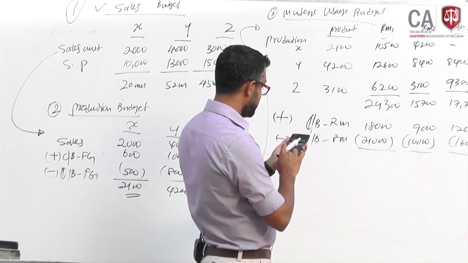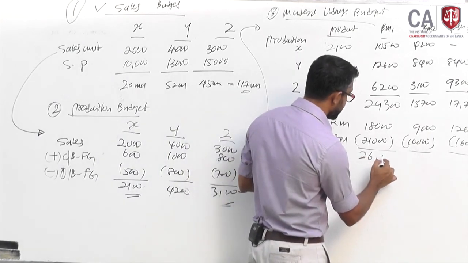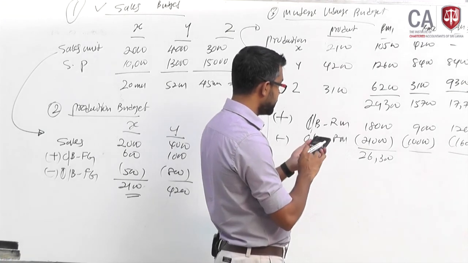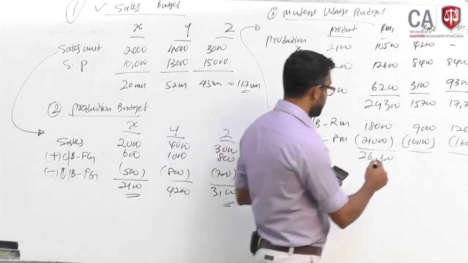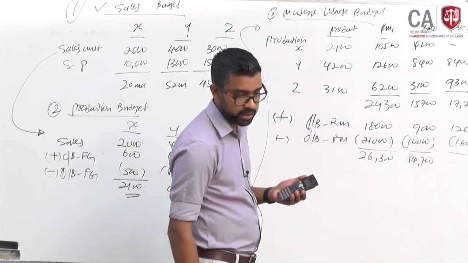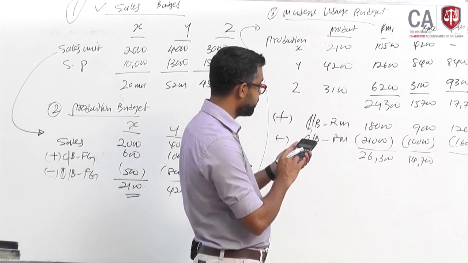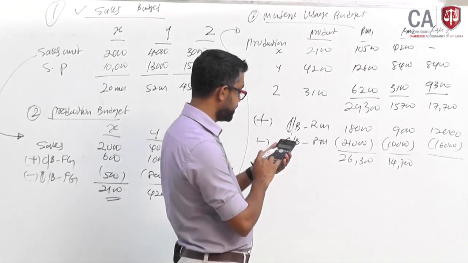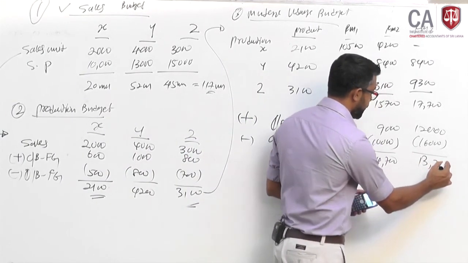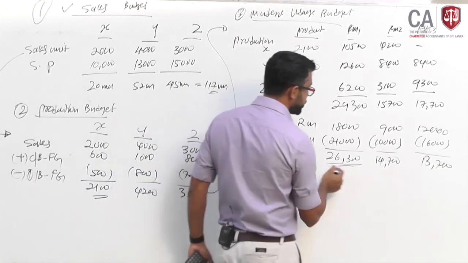$29,300 plus 18,000 minus 21,000 is 26,300. 15,700 plus 9,000 minus 10,000 is 14,700. This is the real requirement. Then 17,700 plus 12,000 minus 16,000 is 13,700. Now this is the real usage.